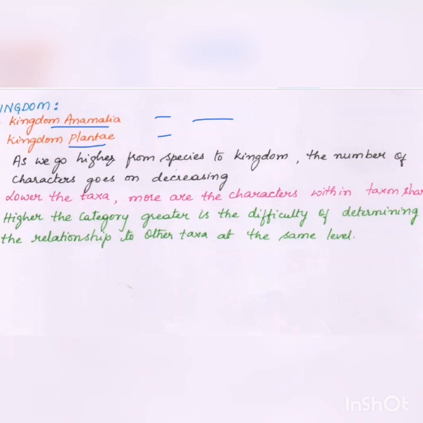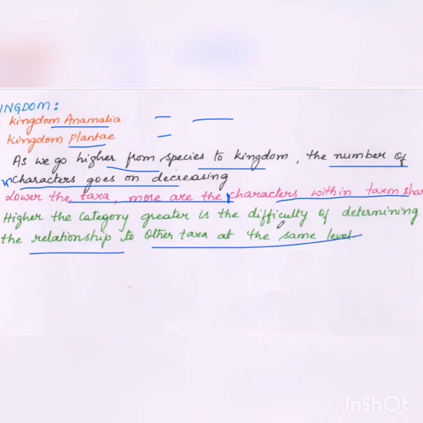As we go higher from species to kingdom, the similar characters go on decreasing. Not the characters, but the similar characters. Remember them. Lower the taxa, more the similar characters the taxon shares. As you go down the hierarchy, the common features increase, but as you go up, they go on decreasing. Higher the category, greater is the difficulty of determining the relationship other than taxa at the same level. It's an important point, remember.